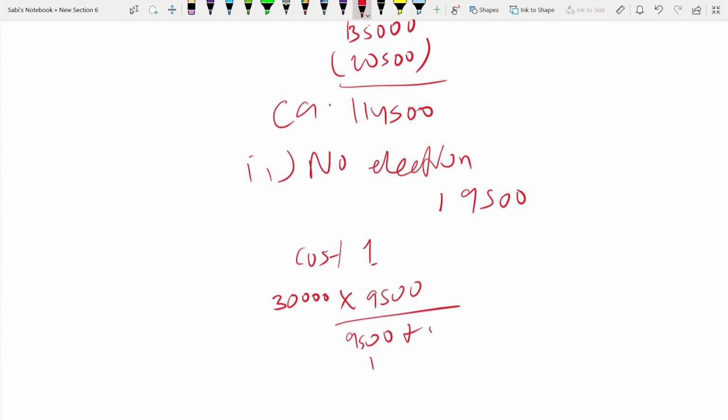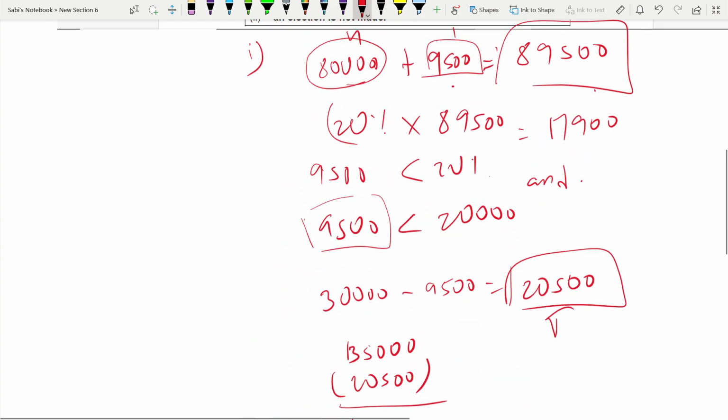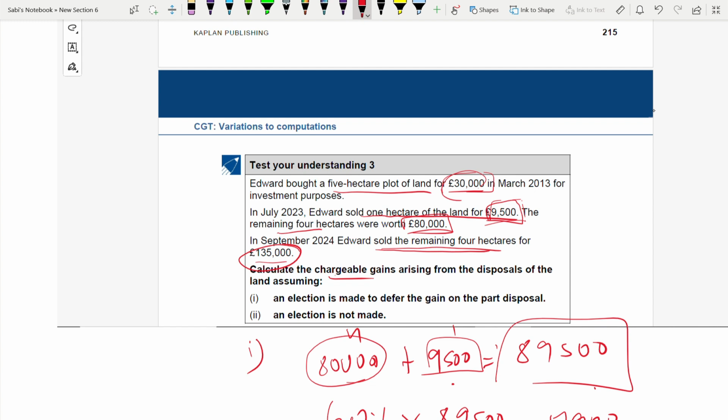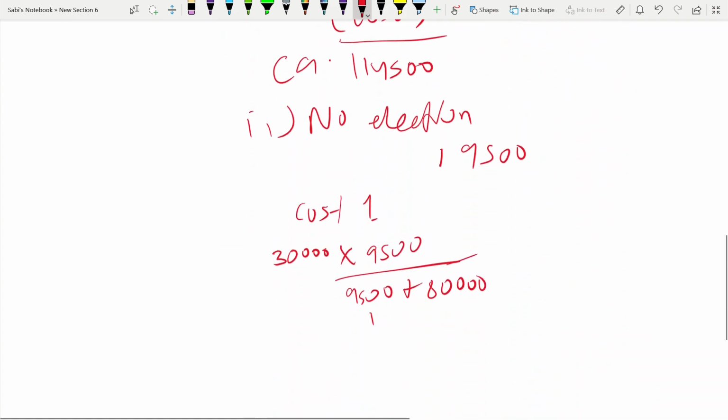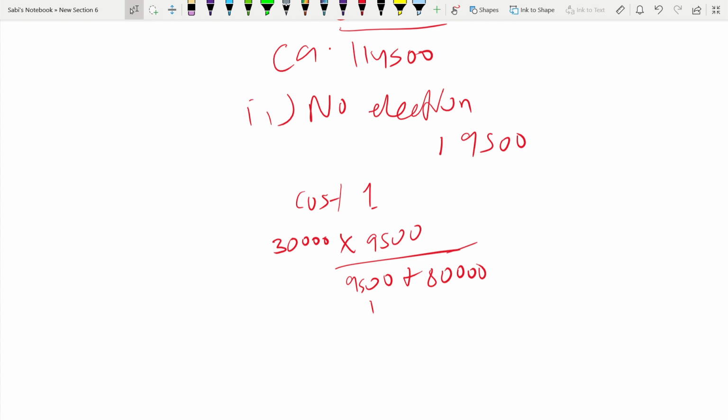Remember, for 4 it was 80,000. Isn't it? They have given here. The remaining 4 hectares were worth 80,000. And for 1 it was 9,500. So out of the total, you have to do this A divided by A plus B fraction. And if you do it, it would be 3,184. This is the cost you have to deduct from 9,500. That means now you will be chargeable 6,316. This is your chargeable gain.